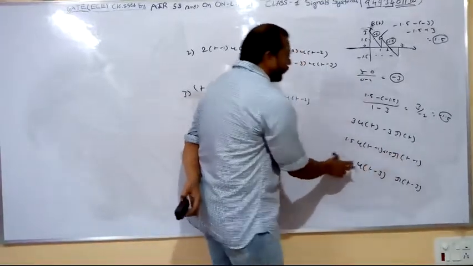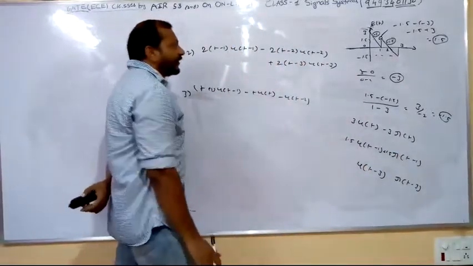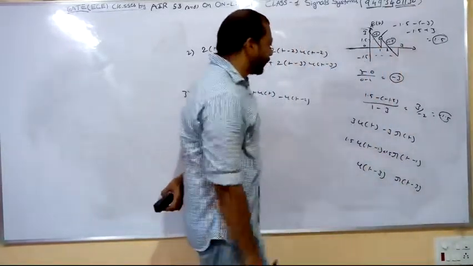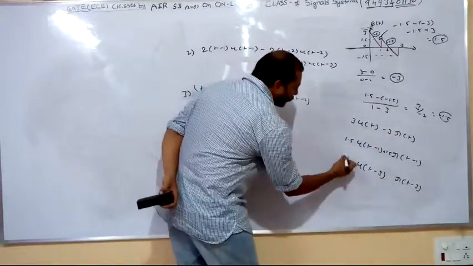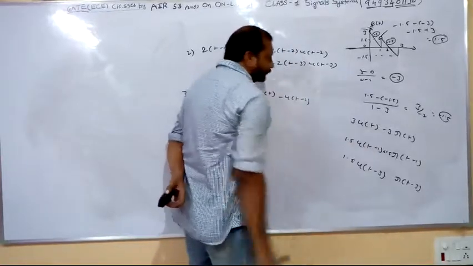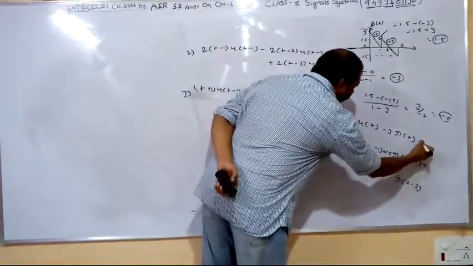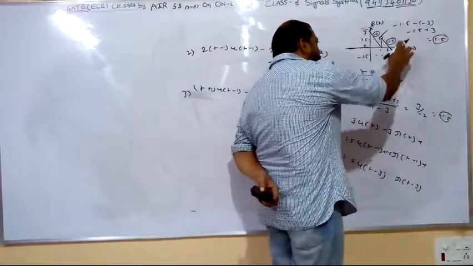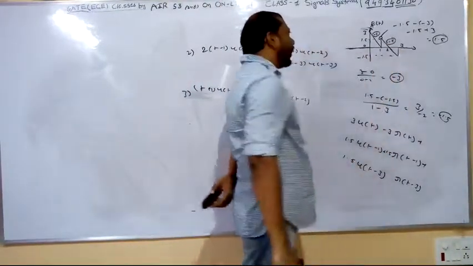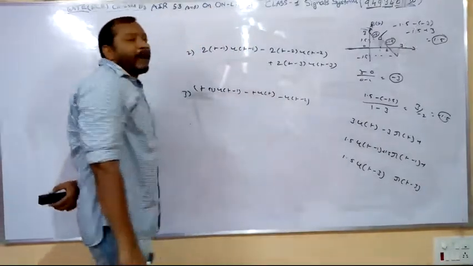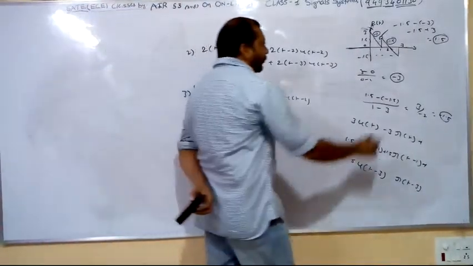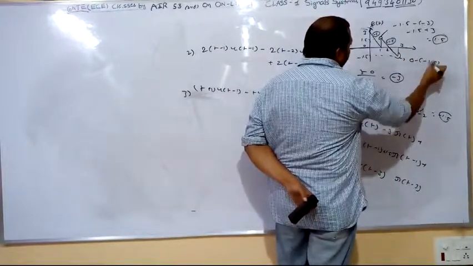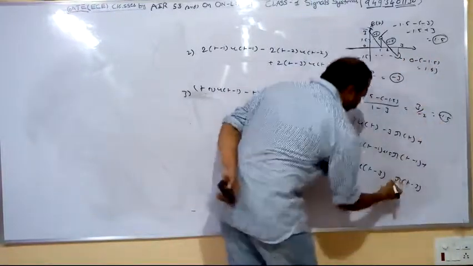What about this u of t minus 3? At t equal to 3, the present value is equal to 0 and the previous is equal to minus 1.5. 0 minus of minus 1.5 is equal to 1.5. This one is plus 1.5. And what about this slope change? Here the slope is equal to 0 and previously the slope is equal to minus 1.5. The change is equal to 0 minus of minus 1.5, which is equal to 1.5. So the corresponding coefficient is equal to 1.5.